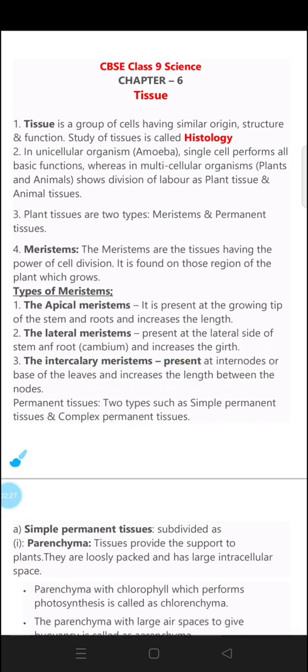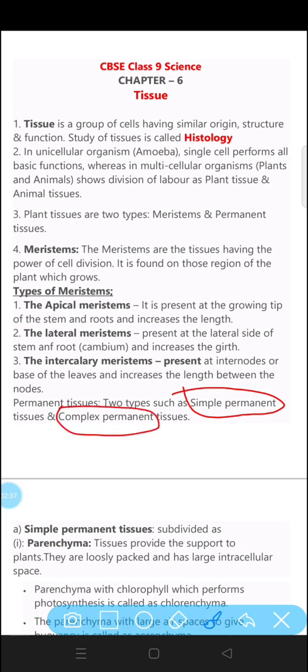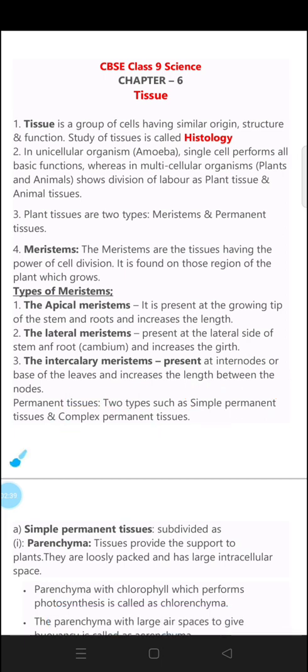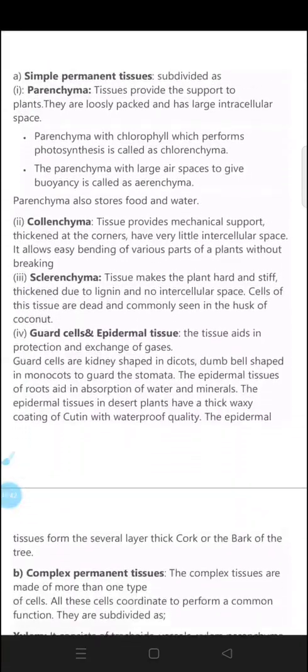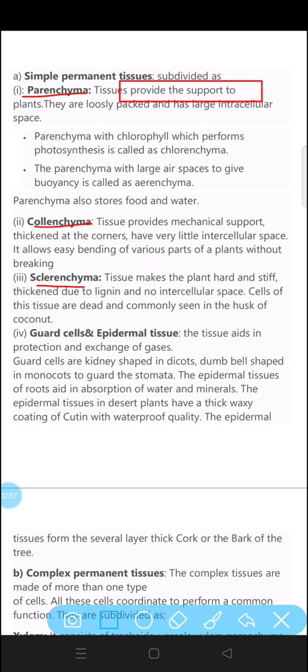Now we will talk about permanent tissues. Permanent tissue is of two types. First one is simple permanent tissue and second is complex permanent tissue. So let's start with simple permanent tissue. Simple permanent tissue is further divided into parenchyma, collenchyma and sclerenchyma. Parenchyma are tissue which provide support to the plant. It provides support to the plants. They are loosely packed and they have intercellular spaces among them.